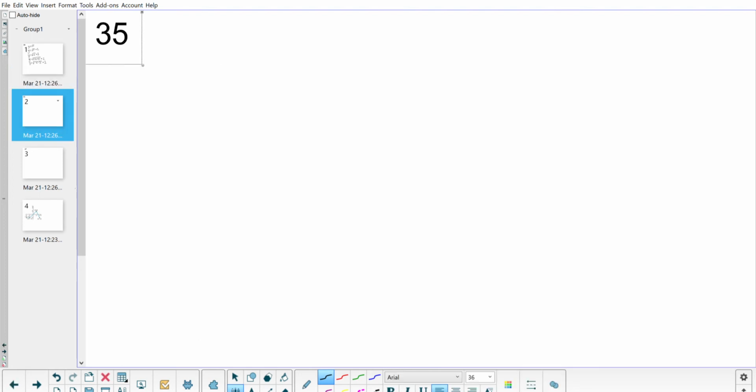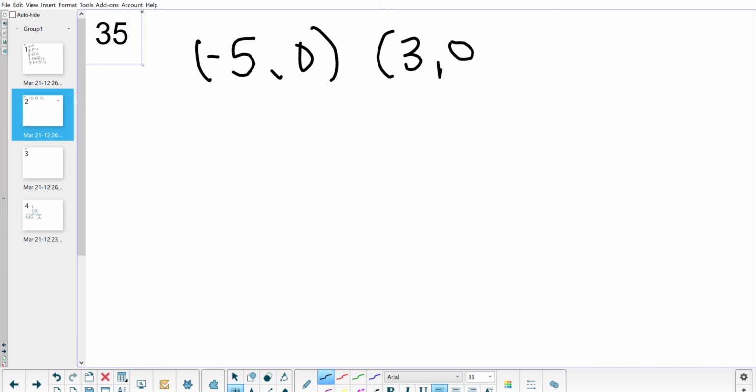Okay, the next one I wanted to do is number 35. I also like this one. It gives you x-intercepts, and I hate the fact that the book doesn't give you them as coordinates, but it says that the x-intercepts are -5 and 3. Then it asks, what would the x-intercepts be with all these transformations?